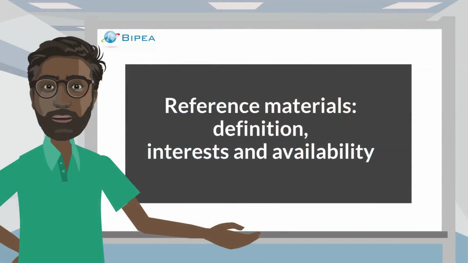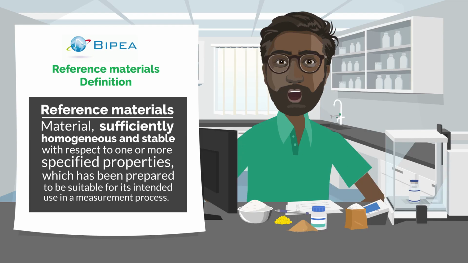Now let's talk about reference materials. To begin, here is a reminder of the definitions. A reference material is a material sufficiently homogeneous and stable with respect to one or more specified properties, which has been prepared to be suitable for its intended use in a measurement process.